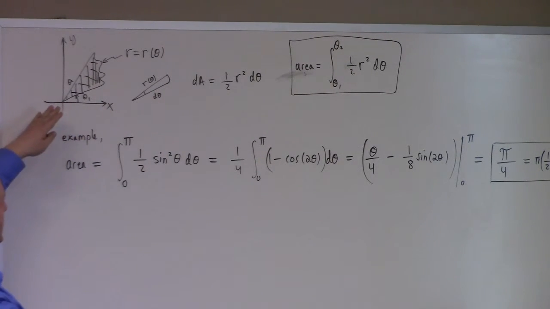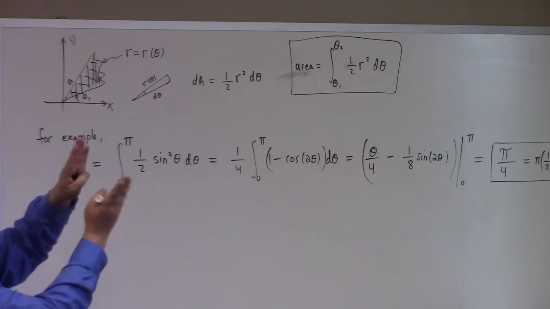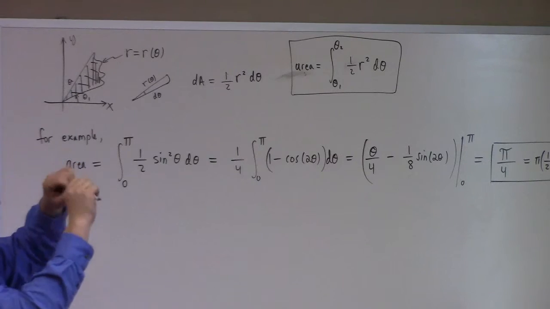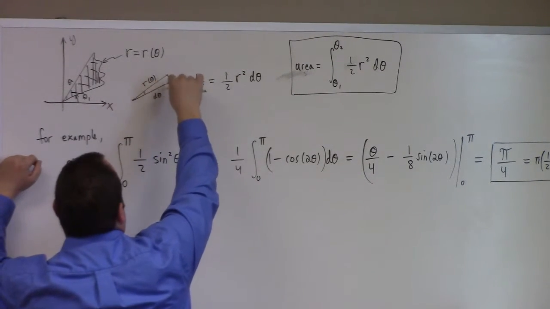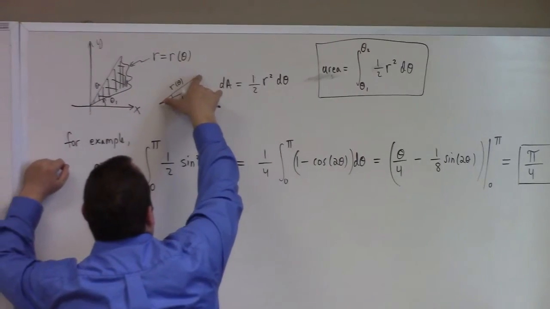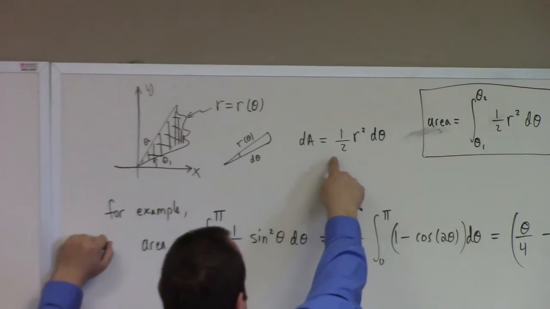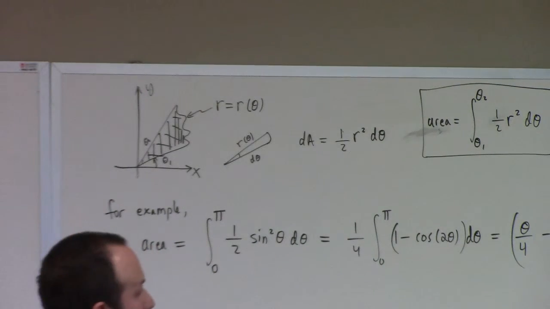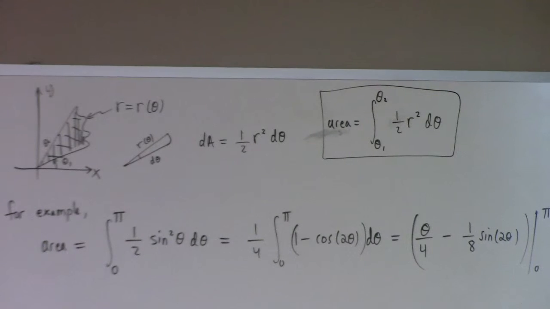Well, what you can do is think about chopping it up into a bunch of little infinitesimal sectors. What's the area of a little sector like this? If it has angle subtended d theta and the radius is r, the little bit of area, dA, is just 1/2 r squared d theta. To find the area of a sector, you do 1/2 the radius squared times the change in angle.